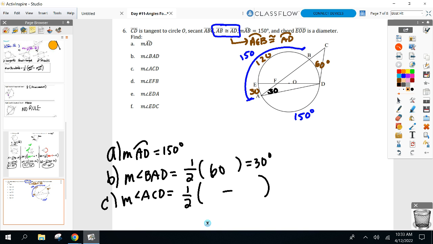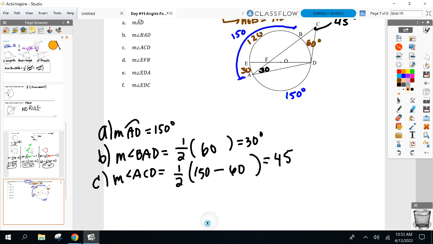ACD is on the outside. So we said we're going to have to subtract two arcs. Oh yeah, we're subtracting the 60 and 150. There you go. What's that? 45? Yeah. Okay, so 45 for angle C. I've got three more to go. I can just imagine where this is going.